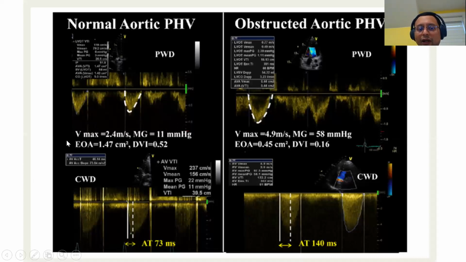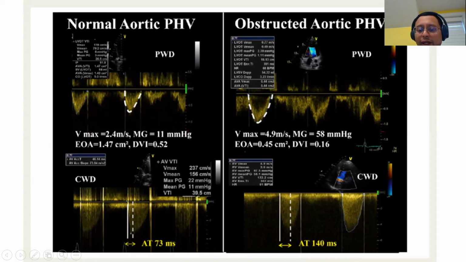So this is an example of a normal aortic valve. This is an example of an obstructed prosthetic aortic valve. So what's the difference that you can see? Both velocities are more than 3 meters per second. However, look at the contour of the Doppler across a normal valve. It is triangular. Look at the contour across the obstructed aortic valve. It is parabolic.